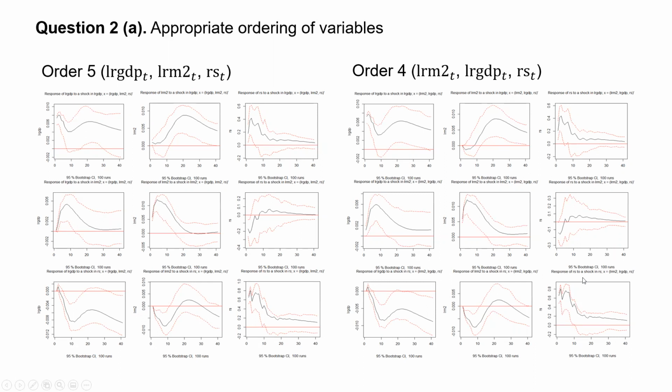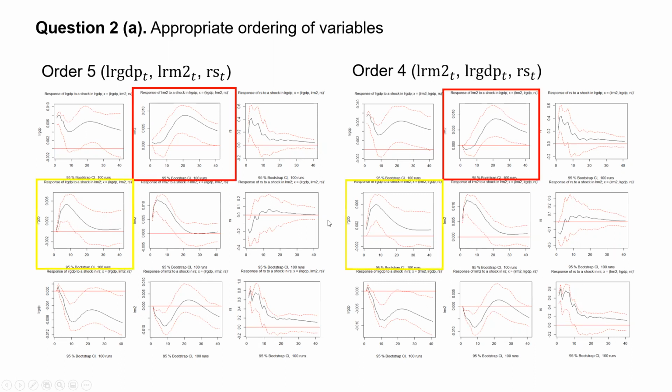Now, all of these graphs are going to be the same except for these four. In this case, we are assuming that money supply responds to shocks of GDP contemporaneously. In this case, we don't, right? Because money supply is ordered first than GDP. So the response of money supply to a shock of GDP takes at least one period. So that's why it's set to be zero. And in this case, the response of GDP to change in money supply is set to be zero because GDP is ordered first than money supply.